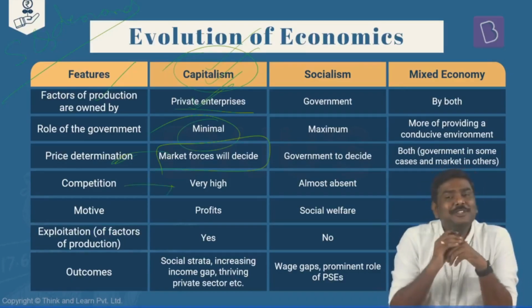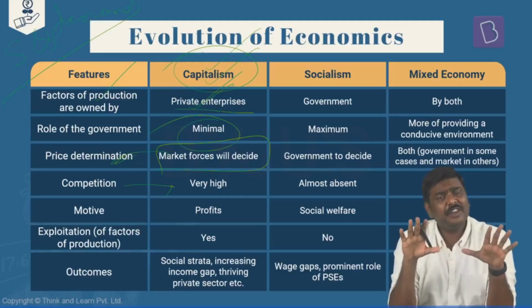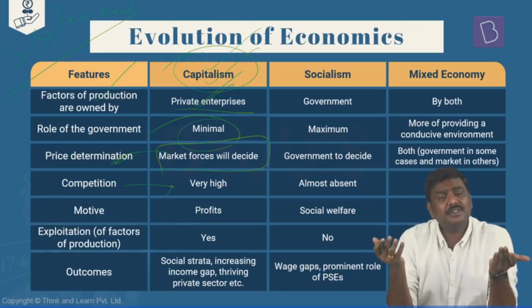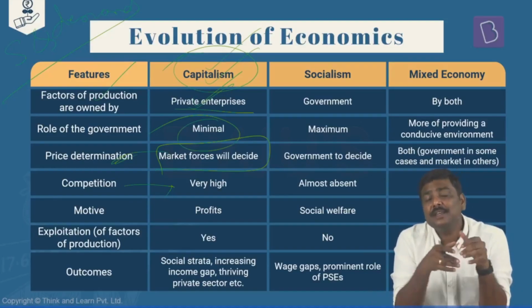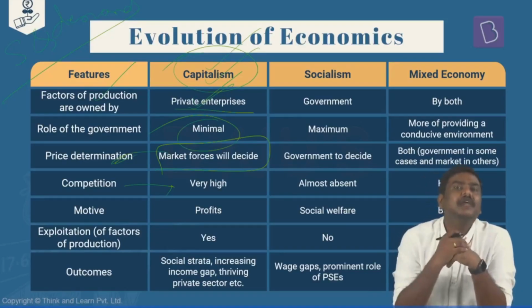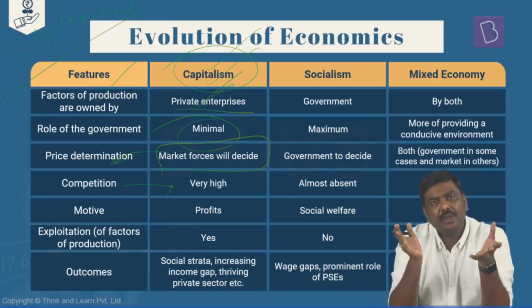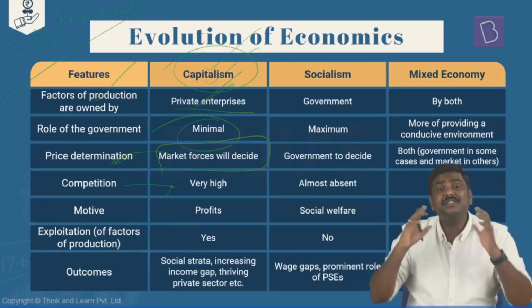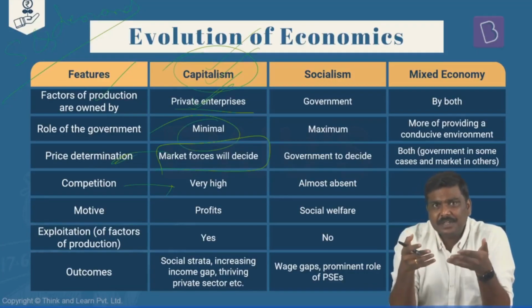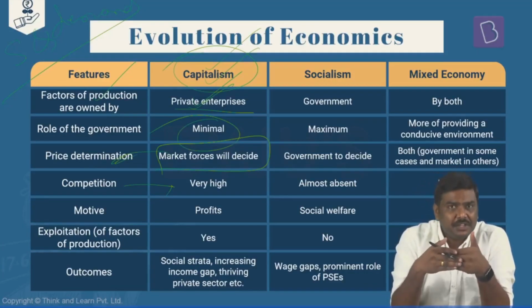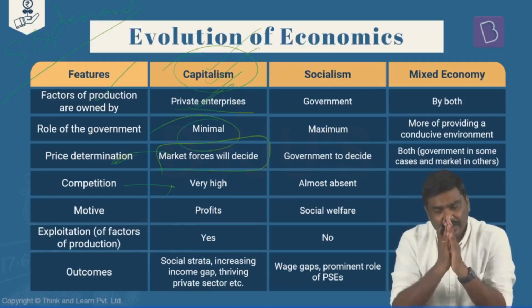What about the competition? Because the private sector participation is very, very high here, in complete or pure capitalism, it is the private sector which is participating in most of the goods and services. The competition will be very, very high. In each of the segments, in each of the sectors and industries, multiple private sector entities are present. These are competing with each other. So competition will be very, very high.